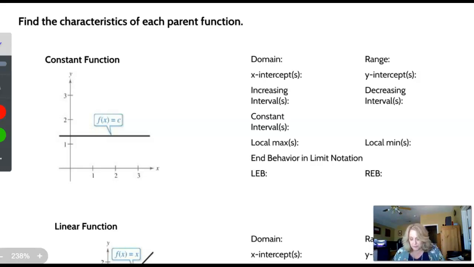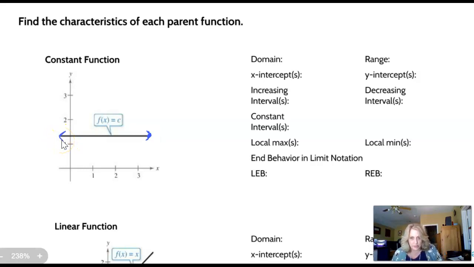domain and range. We're going to start with a kind of weird function, just the constant function. One thing I'm going to point out, if this had a closed dot right there, then we would know it stops there. But since it's just a line and there's not a closed dot or an open dot or anything like that, then we're assuming that this will go on and on.